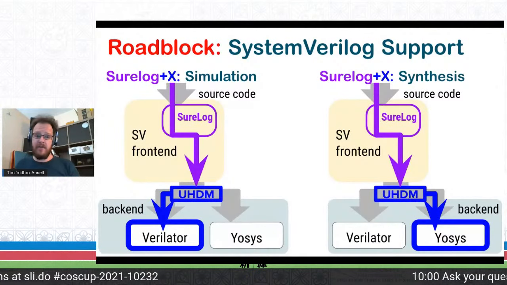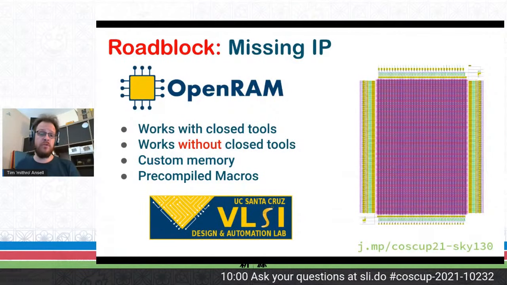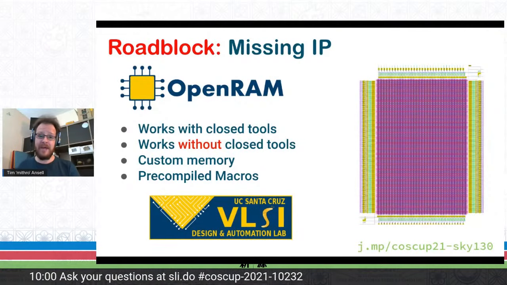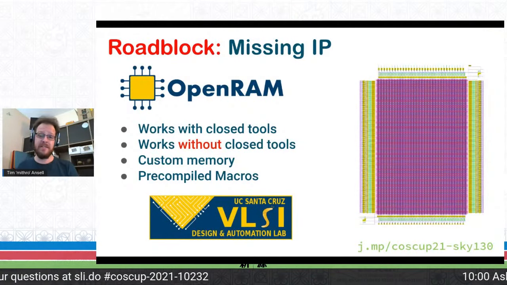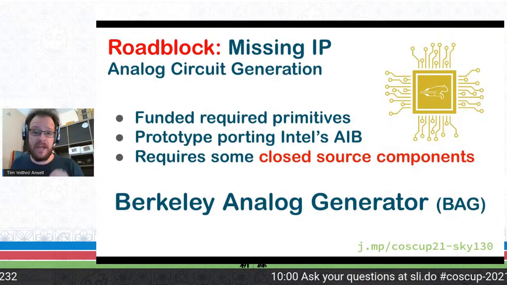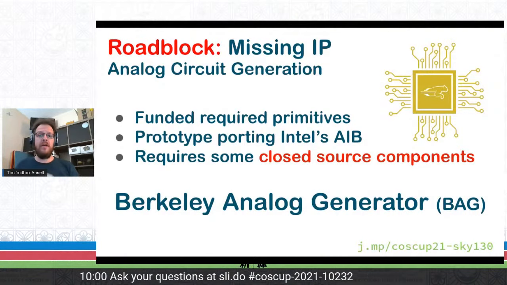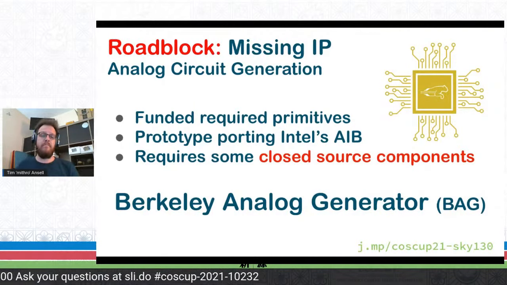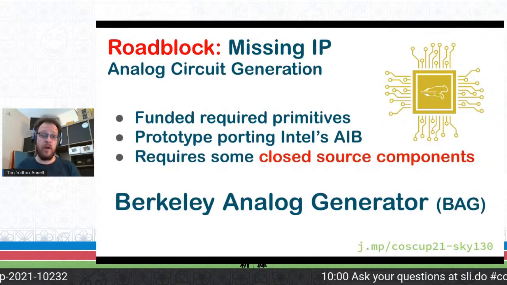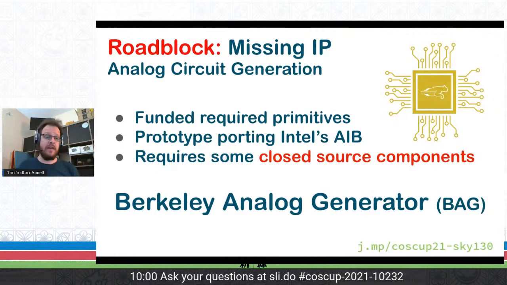Other things that we identified was that we really needed a fully open source memory compiler. And so we're working with OpenRAM to create that. And that's been very successful. We also figured out that we need some way to solve the analog problem in a fully automated manner. And so we don't actually know how to automate analog yet. And so there's a couple of different approaches we're looking at.